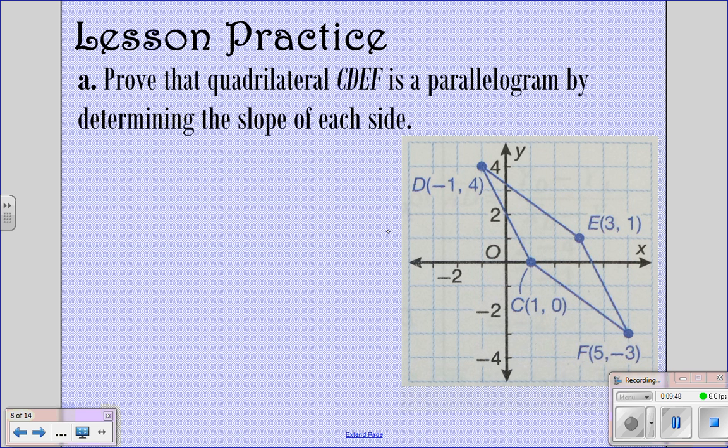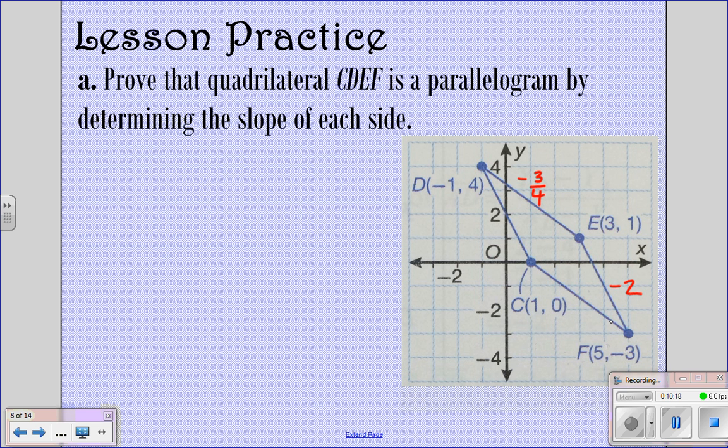All right, so let's see if y'all can do this practice problem. We want to prove it's a parallelogram by determining the slope of each side. Okay, so looking from E to D, we're going to go up 1, 2, 3, and then over 1, 2, 3, 4. So the slope is negative 3 over 4. From F to E, we're going to go up 1, 2, 3, 4, and over 2. So 4 over negative 2 is just negative 2.